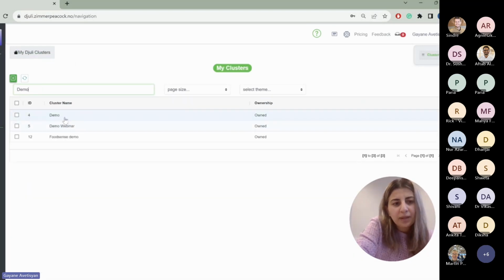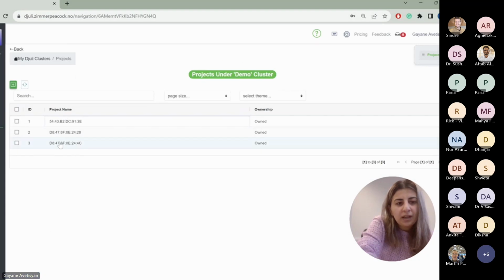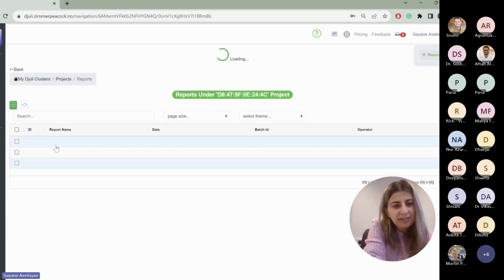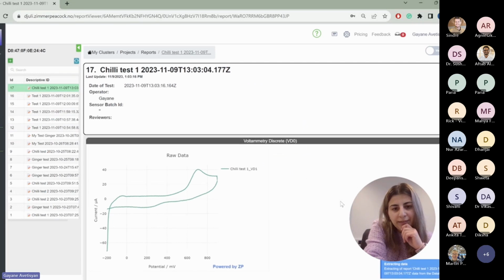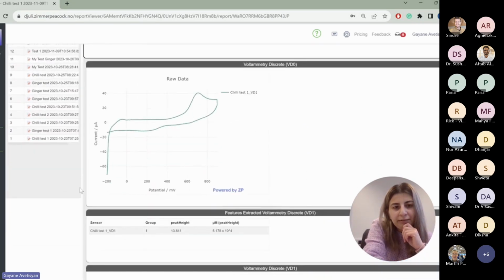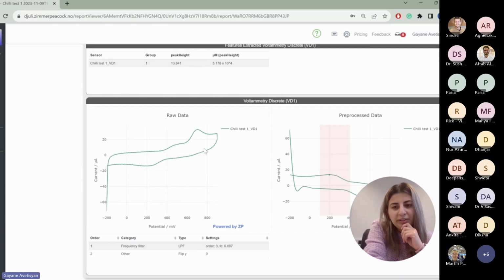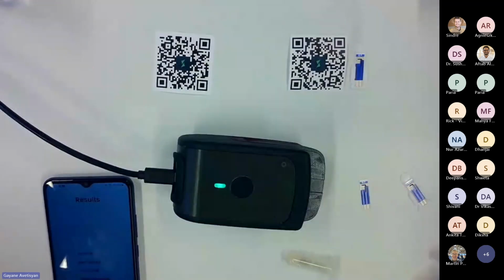I'm already in the demo cluster, but I can go back to show that it's there. We'll search demo, and I see it here. I will also find the MAC address of my device, which is this one, I believe. And I see the latest one, chili test 1. This is the test ID that I specified at the beginning of the test. I will click, and then we will see the results. We will see this cyclic voltammetry and the peaks, and also how Julie analyzed the data. Now I will go back.